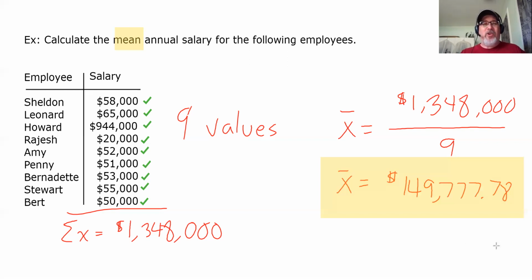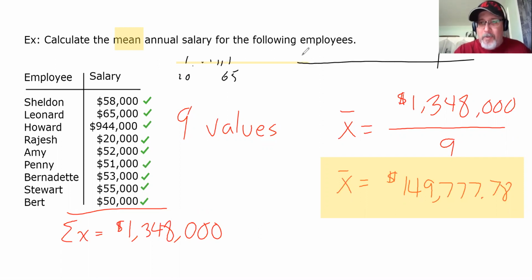If you were to put these numbers on a number line, the lowest one would be down here, 20,000. Let's say Leonard is here at 65,000. Everybody else would be in between, and Howard would be way over here somewhere with his 944,000.